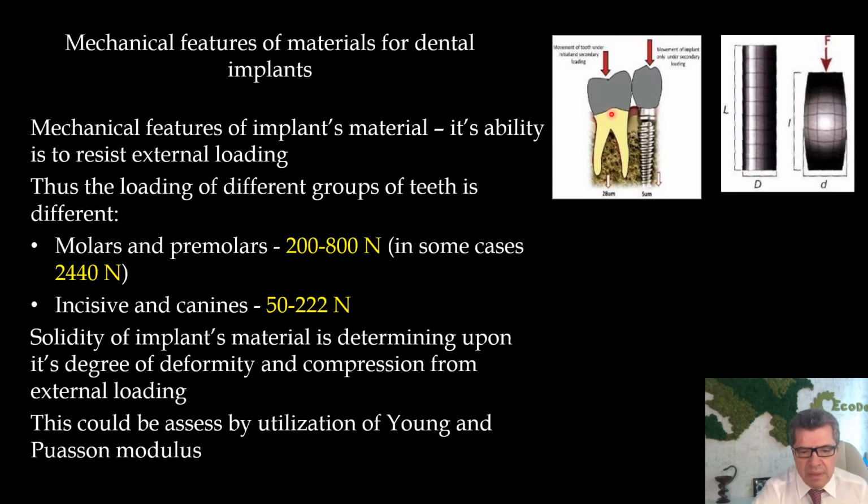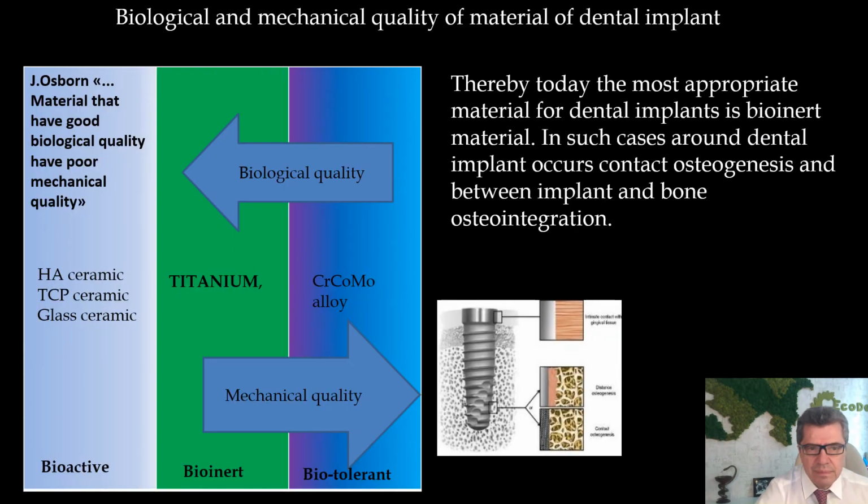The solidity of the implant material is determined by its degree of deformation and compression under external loading. This could be assessed by utilization of Young and Poisson models. In Osborne's opinion, materials that have a good biological quality have a poor mechanical quality. And today, the most appropriate material for dental implants is bioinert material. In such cases, around the dental implant occurs contact osteogenesis and, between implant and bone, osteointegration.